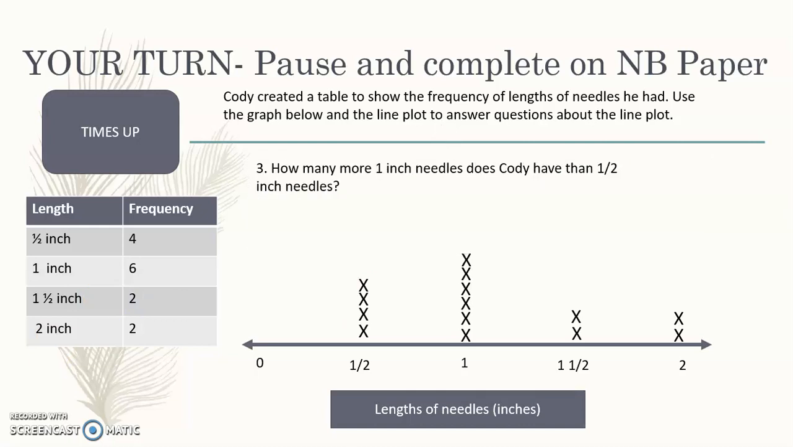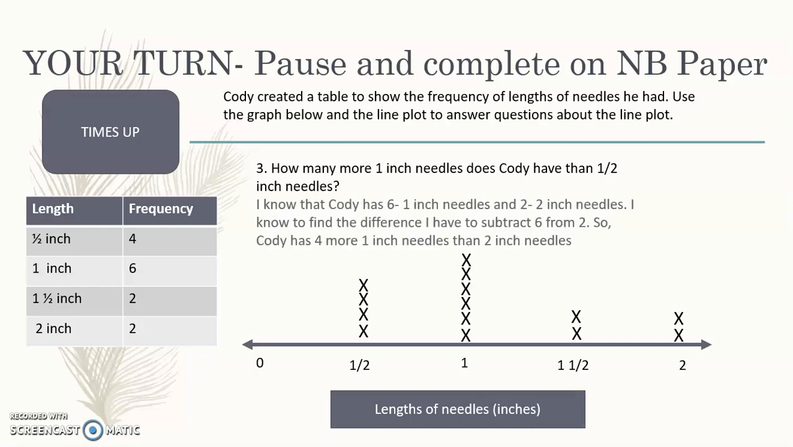How many more 1 inch needles does Cody have than 2 inch needles? So to do that, I'm going to find the difference. I know that Cody has 6 1 inch needles and 2 2 inch needles. So I know to find the difference, I have to subtract 2 from 6. So Cody has 4 more 1 inch needles than 2 inch needles.